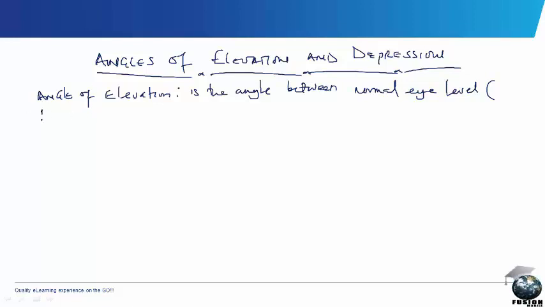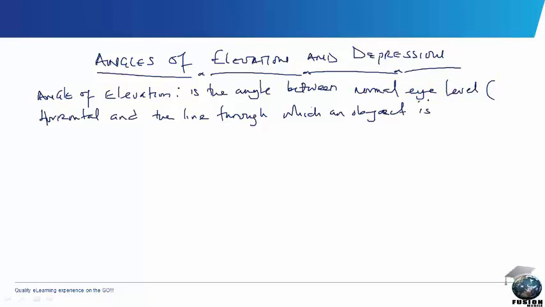This angle, there is a horizontal line and the line through which an object is observed, which is above the observer's eye.